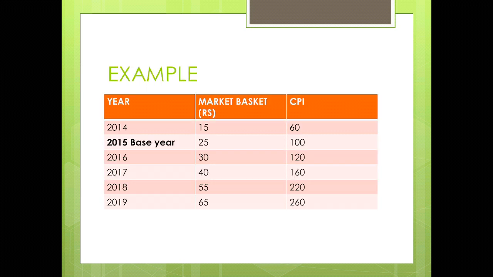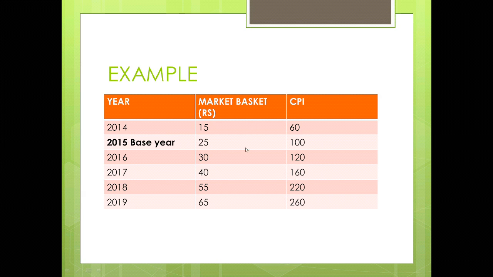It's an example in this table. You can see 2015 is taken as a base year, and there are prices which are ranging from 14 to 2019. You can see CPI is calculated by how? 25 divided by 25, because our base year is 25, multiplied by 100. So you will get 100% price level change. Then you can just check 30 divided by 25 into 100, it will be 120. 40 divided by 25 into 100, 160. So this way you can go for calculating the consumer price index.